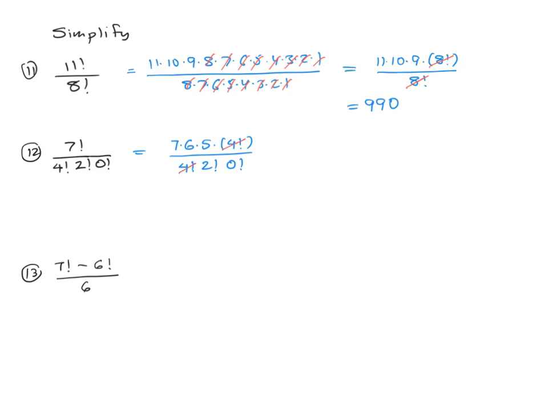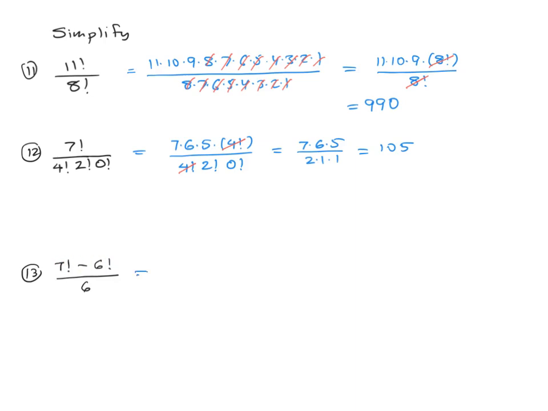So that will now cancel the 4 factorial here, we'll cancel the 4 factorial here. And so what we're left with now is 7 times 6 times 5 over, well, 2 factorial is 2 times 1, and then 0 factorial is just 1. And so now I can simplify this, and we end up with 105.